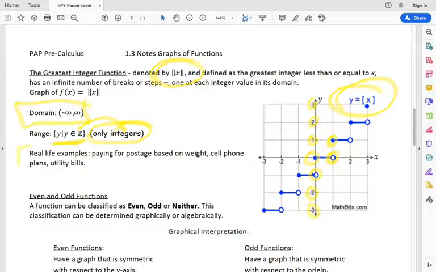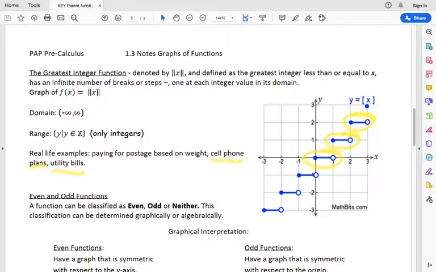Some real life examples of when we might use this function is, for example, if you're going to pay for postage based on weight. Let's say you're going to mail a package, and if the package weighs somewhere between 0 and 1 pounds, you're going to pay $0. If the package weighs somewhere between 1 and 2 pounds, you're going to pay an extra $1. If the package weighs somewhere between 2 and 3 pounds, you're going to pay an extra $2. So that's just an example of when we might use the greatest integer function. We also have on here a cell phone plan, a utility bill. There's a lot of different examples just to give you an idea.